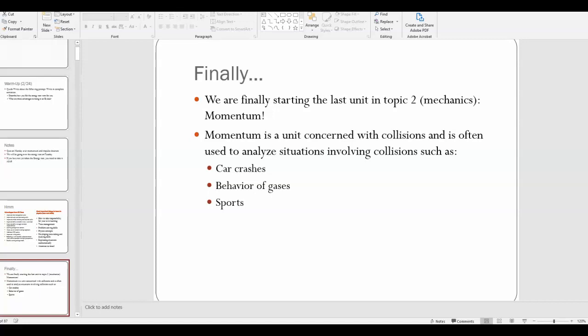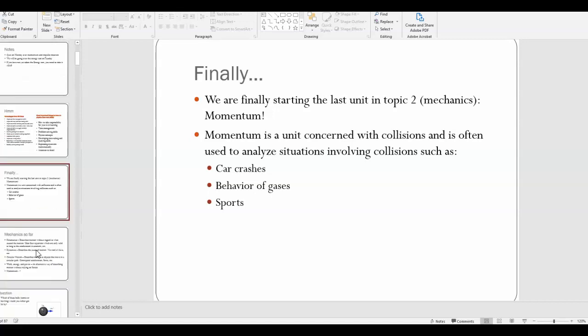Now, momentum is a unit concerned with things like collisions and things running into each other, and is often used to analyze those kinds of situations. You have collisions with car crashes, with behaviors of a gas, because you can model a gas like you've got a bunch of gas particles colliding with each other. In sports, there's lots of different collisions, whether you're talking about tackling in football, kicking a soccer ball, or hitting a baseball. But all of those situations involve some type of collision. Okay, and so again, this is going to be the last unit in topic 2, mechanics, that we talk about.